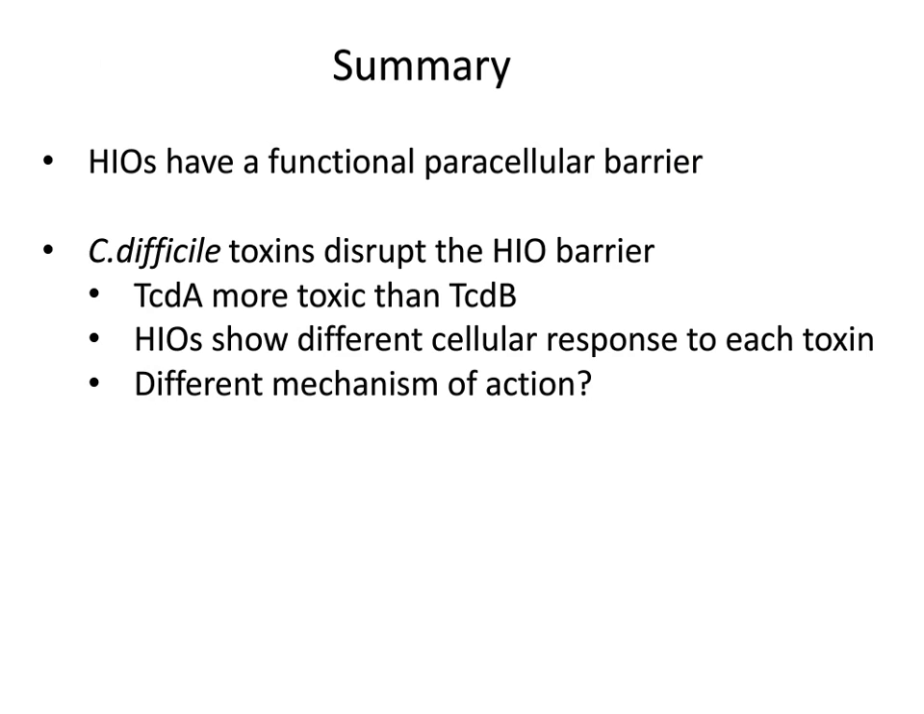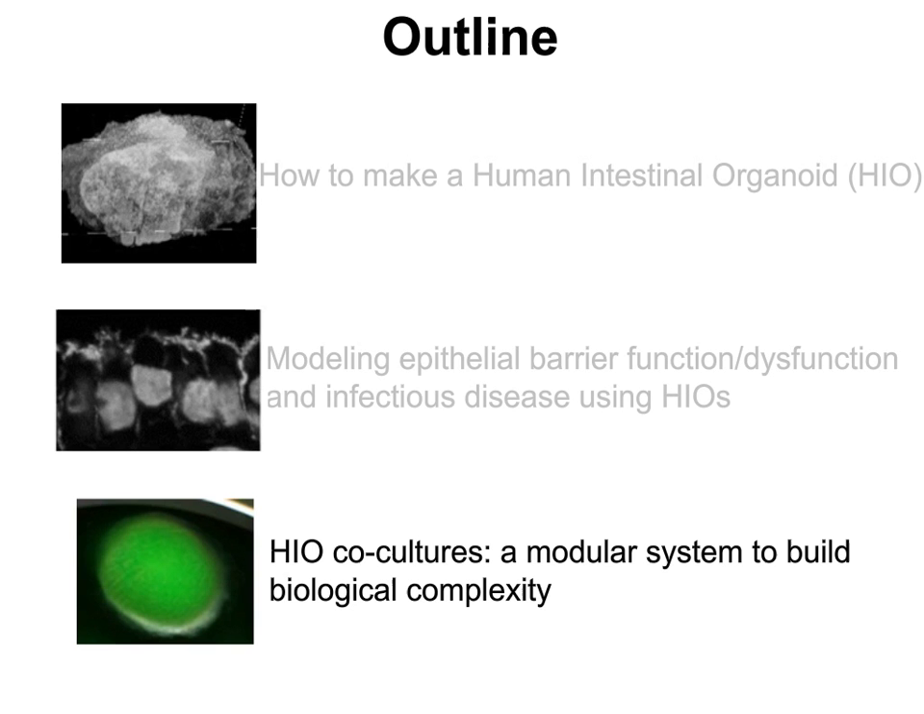So just to summarize this section, really what our goal was to determine whether these organoids would be useful in functional assays. And so we've been able to show that the organoids have a functional paracellular barrier, and that different Clostridium difficile toxins have differential effects on the barrier function of the organoids, such that in our hands, TcdA seems to be more toxic than TcdB. And so this poses the question, and as I had said, this is ongoing research and we still don't know the answer, but what are the different mechanisms by which these toxins are eliciting their effects on the epithelium?